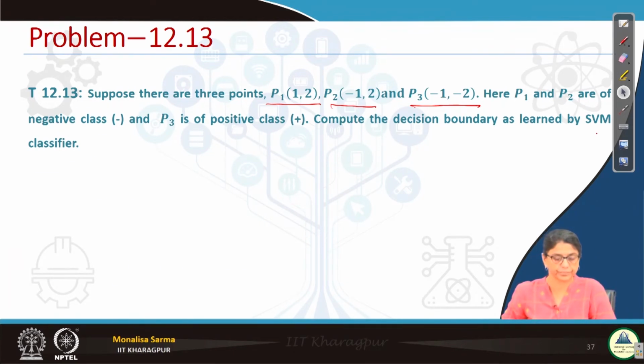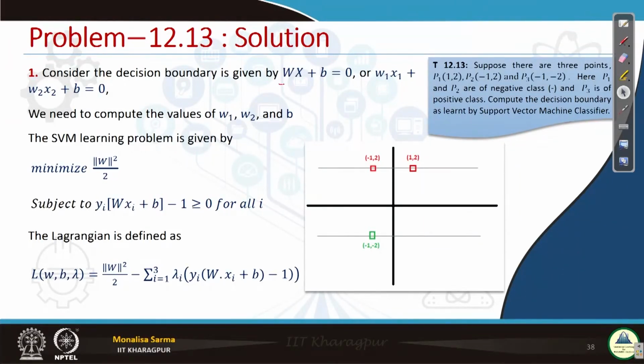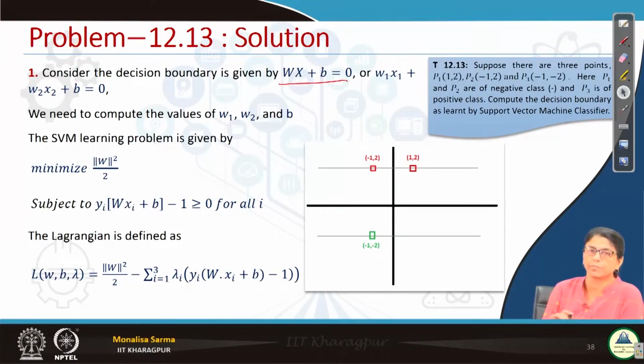Okay. So first, what will I do? I'll consider this as my decision boundary: Wx plus b equals 0. Since it's in 2 dimensions, I'll have 2 parameters, w1 and w2. So w1 x1 plus w2 x2 plus b equals 0. We need to compute the values w1, w2 and b.